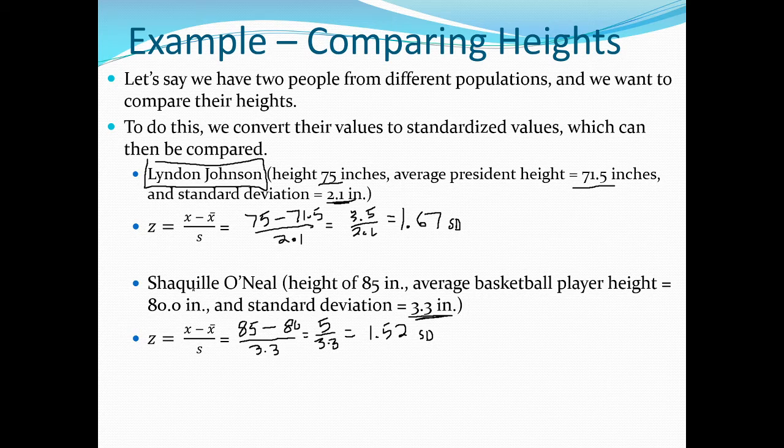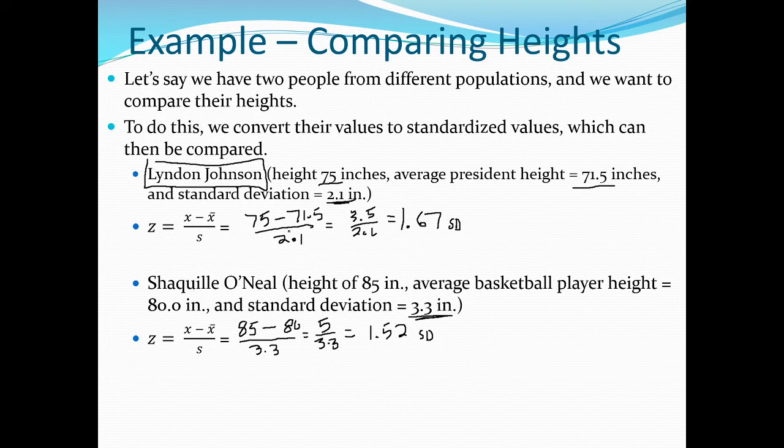But among their peers, Lyndon Johnson would be considered taller for his group of people, which is the presidents, than Shaq was for his group of people, which is the basketball players. So another way we can say this is Lyndon Johnson was unusually tall for a president more than Shaq was unusually tall for a basketball player.